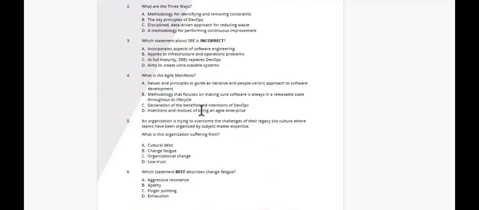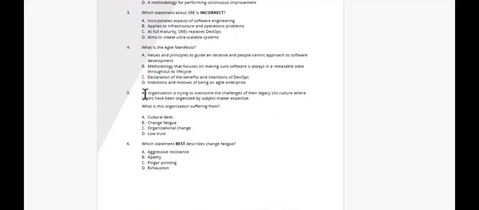D, intentions and motives of being an Agile enterprise. That's more about Agile in the context of an enterprise. So I think in terms of the manifesto, A is the best answer. So let me double check. Yes, indeed, A. Okay, question 5.